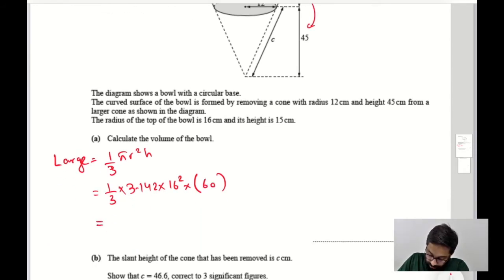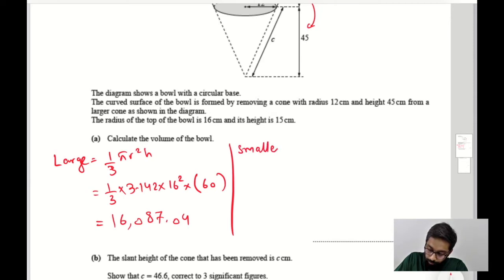Let's plug this into the calculator. Let's see what we get. So 3.142 times 16 squared times 60 divided by 3, and I get 16,087.04.